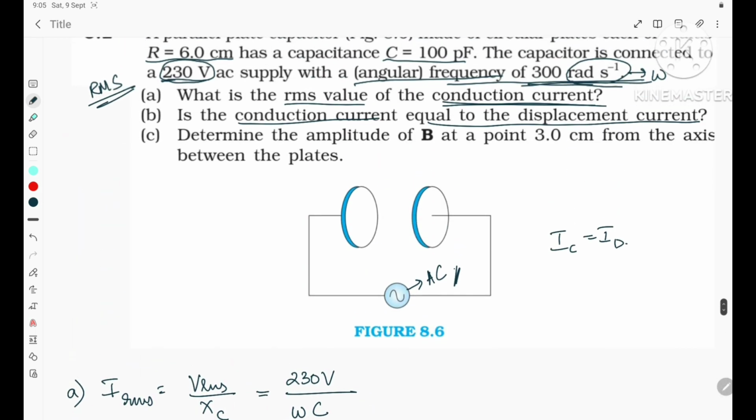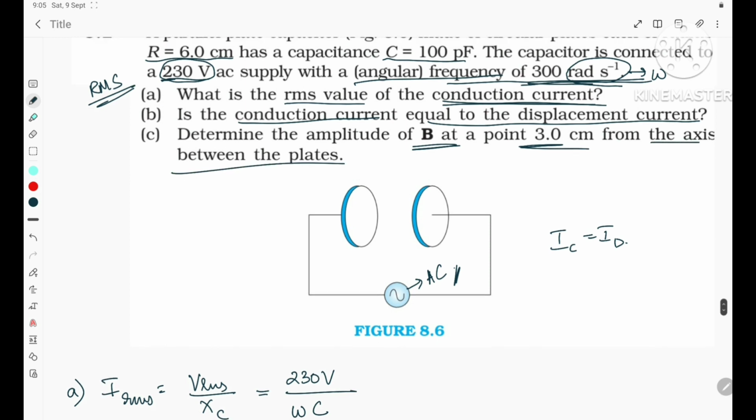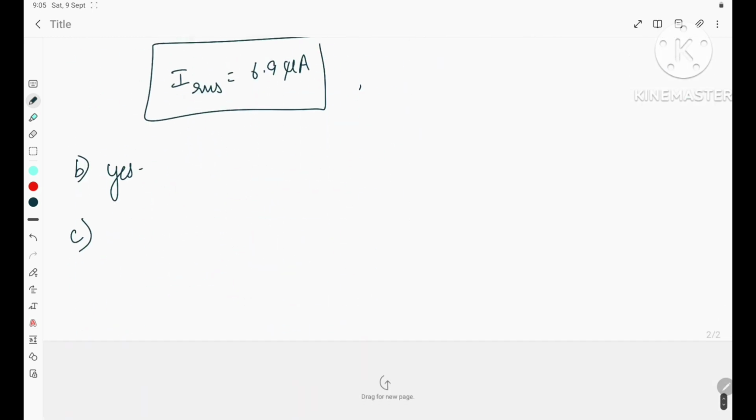And the third subdivision: determine the amplitude of B at a point 3 centimeter from the axis between the plates. For this, we need to recall something that we learnt in chapter 4. When a current is passing in a thick wire, let us imagine this capacitor to be a thick wire, right? So the displacement current I_D is supposed to be in this manner. If this is the axis, they are asking at a point 3 centimeter from the axis, what will be the magnetic field?